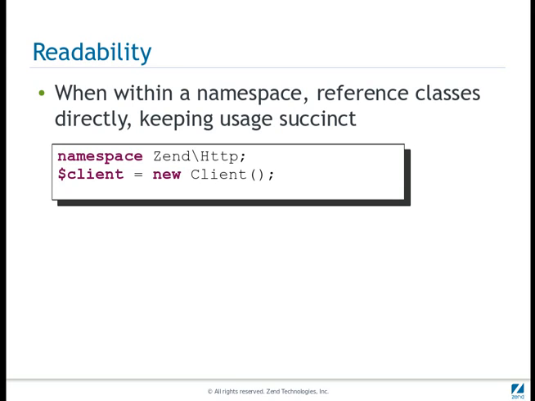The next thing, of course, and this is the one that everybody really wanted namespaces for, was readability. Within a namespace, you can reference the class names directly and keep the usage succinct. If I'm in Zend Search Lucene, I don't want to be referencing Zend Search Lucene at the beginning of all of my class names. Same thing with Zend HTTP, which is what I used here. If I'm in the namespace Zend HTTP, I can simply use new Client. And I'm done. I know what I'm doing.